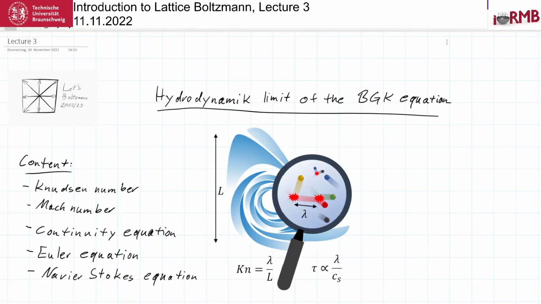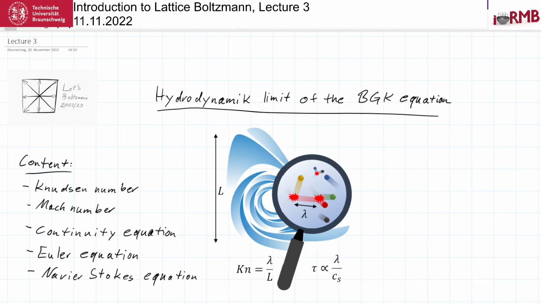Welcome to the third lecture in Introduction to the Lattice Boltzmann methods. We are still in the theory of the Boltzmann equation itself. So today what we are going to do is to derive the Navier Stokes equation from the Boltzmann BGK equation. So the title of today is Hydrodynamic Limit of the BGK equation.